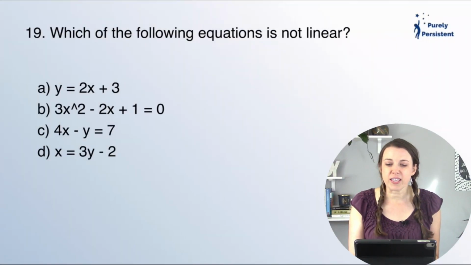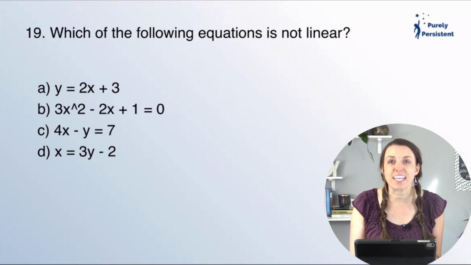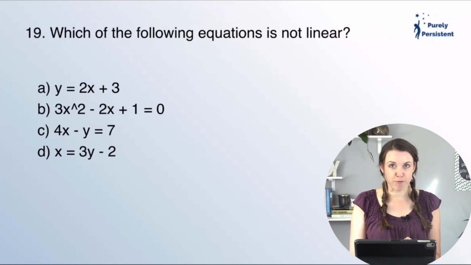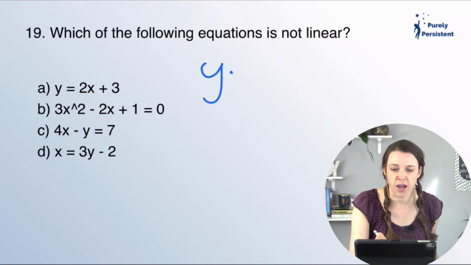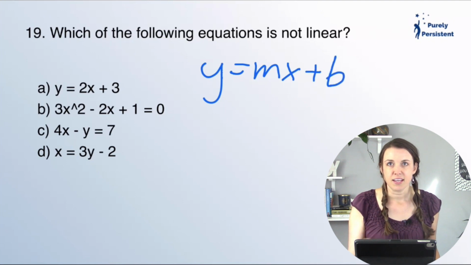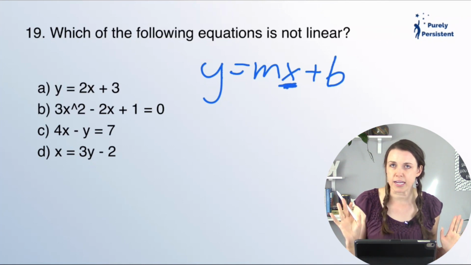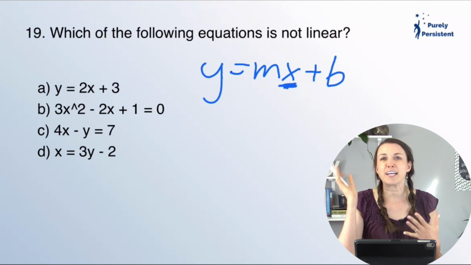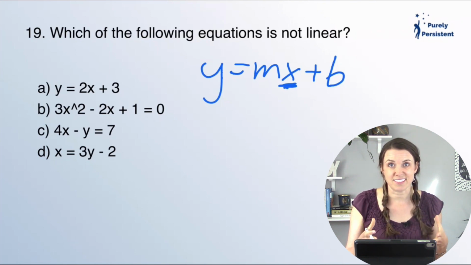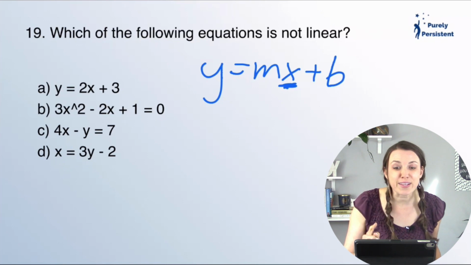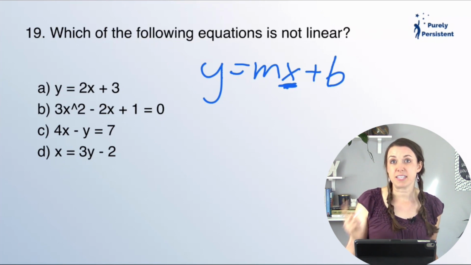Which of the following equations is not linear? All right, my friends, remember our y equals mx plus b, right? Y equals mx plus b. I want you to take a look at the x, okay? Notice how it's just a plain x, right? There's nothing, no little exponents or anything like that. When you have just a plain x like that, that is your clue that that is going to be linear, okay?